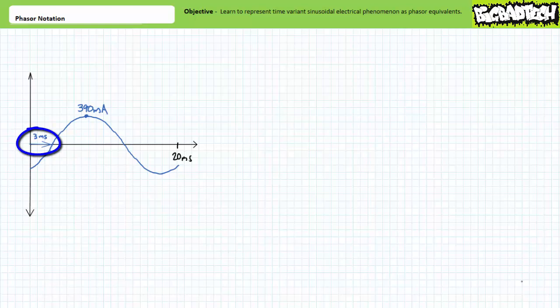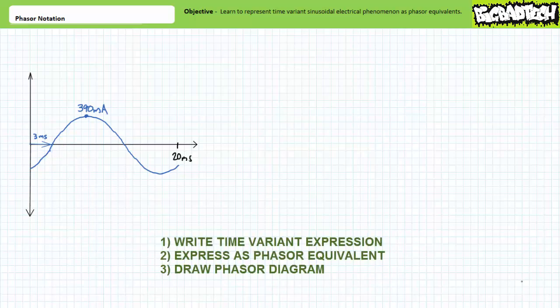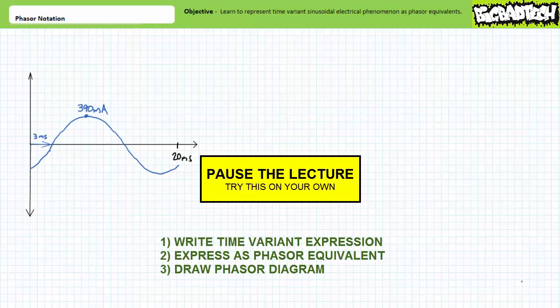by 3 milliseconds. As previously, see if you can express this current waveform as a time-variant expression and again as a phasor equivalent. Finally, draw the phasor equivalent on a phasor diagram. By all means, pause the lecture and attempt to solve for the desired properties on your own. If you're tracking, you should have obtained the following results.